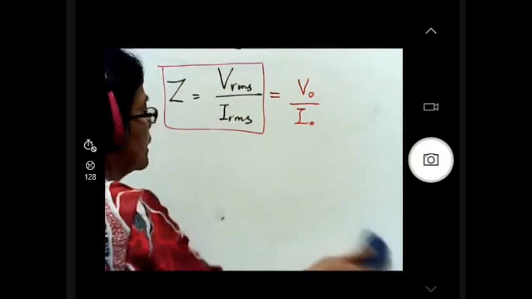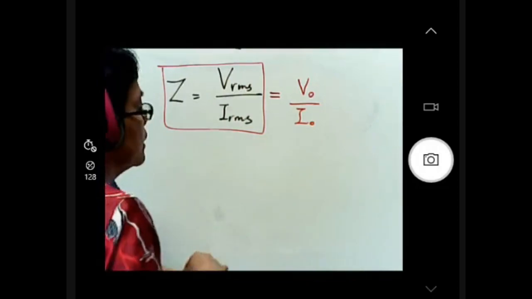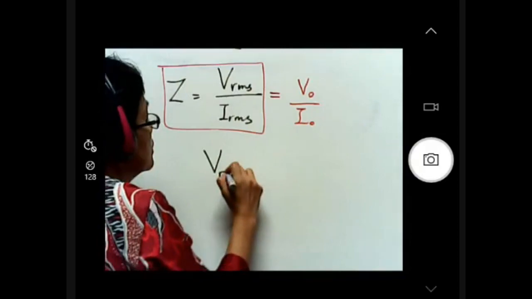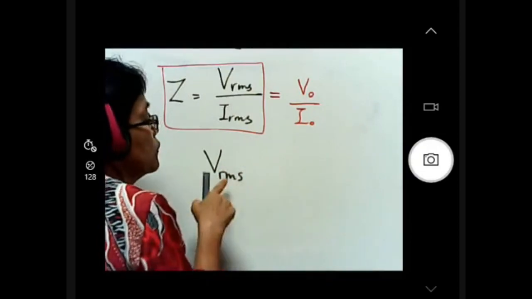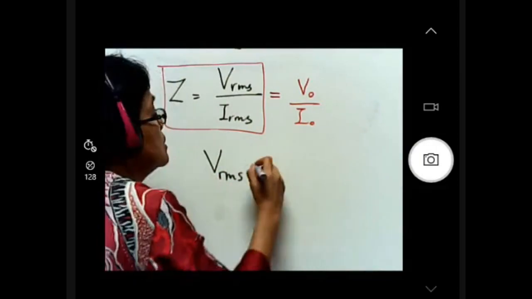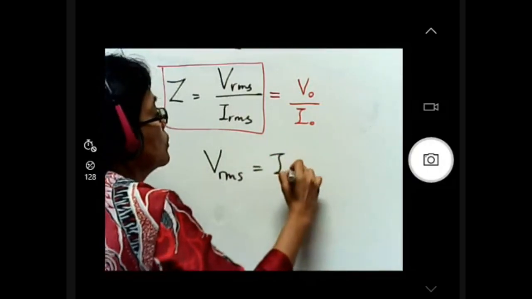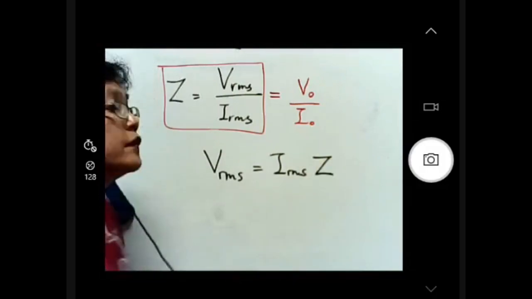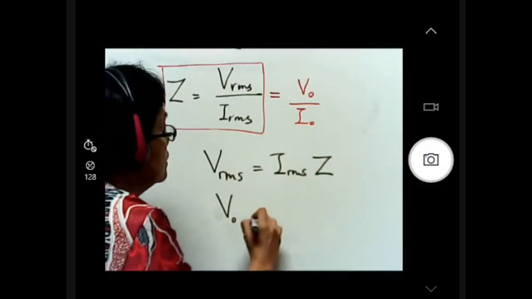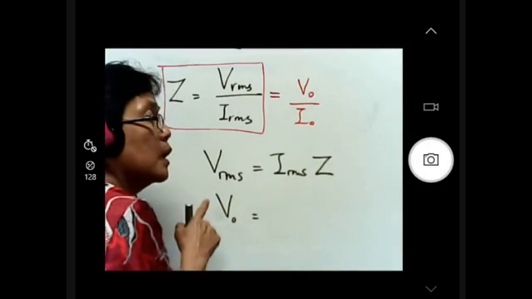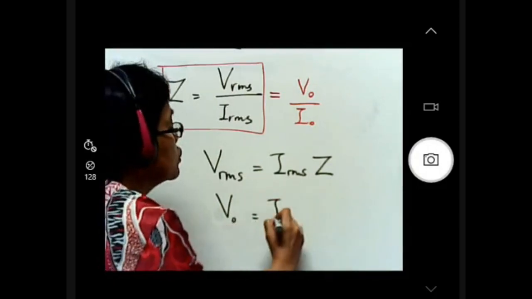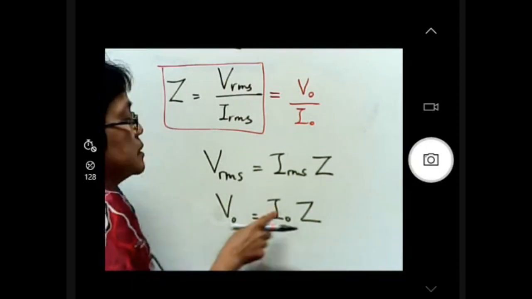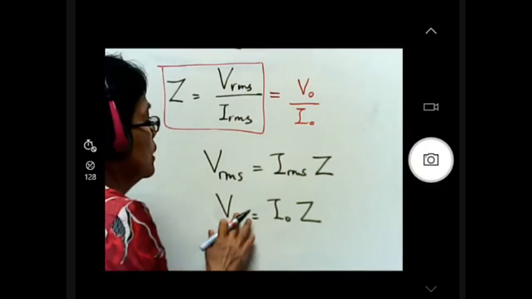Meaning, very simple. If you are using root mean square voltage, that means your partner has to be root mean square current. If you are using peak voltage, then your current has to be also the peak value. You cannot have RMS here and peak value there. Then it's not correct.